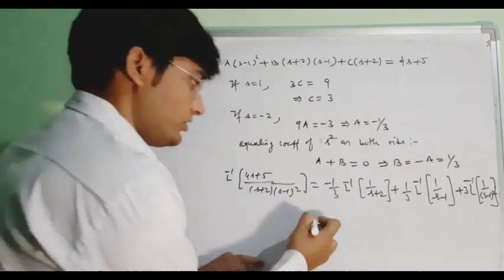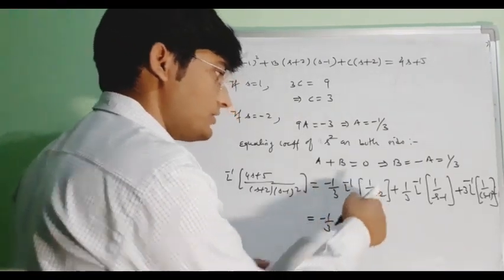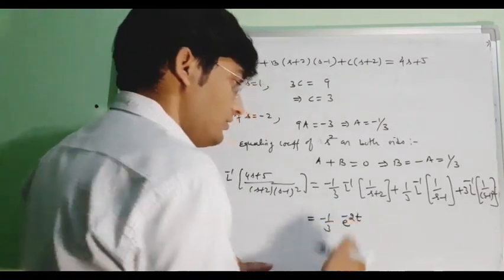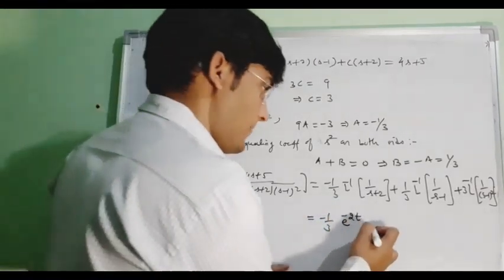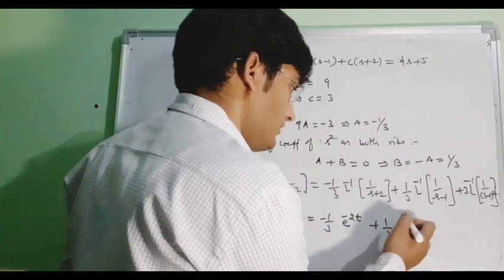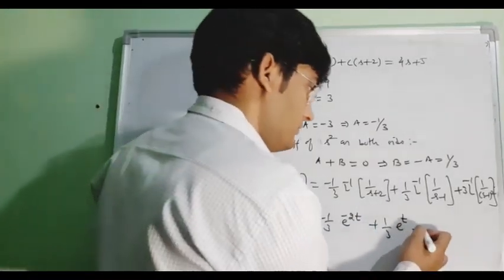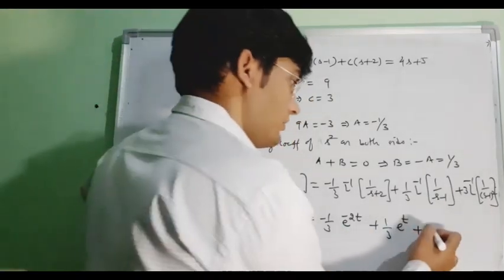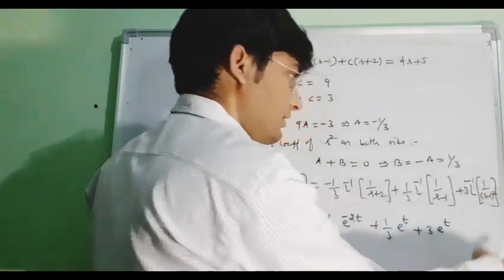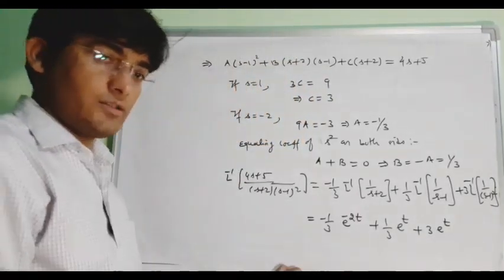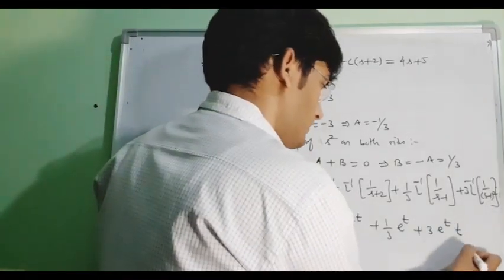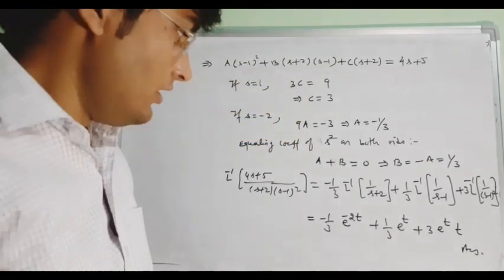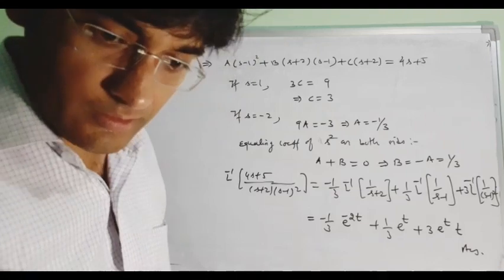Now due to the first shifting formula, the Laplace inverse of 1 upon s plus a is e to the power minus at. So this will be e to the power minus 2t, and here we will have e to the power t, and here you can see that in place of s we have s minus 1, so we will get e to the power t, and then the Laplace inverse of 1 upon s square is t. So this will be your answer. Now let us start with the next question.